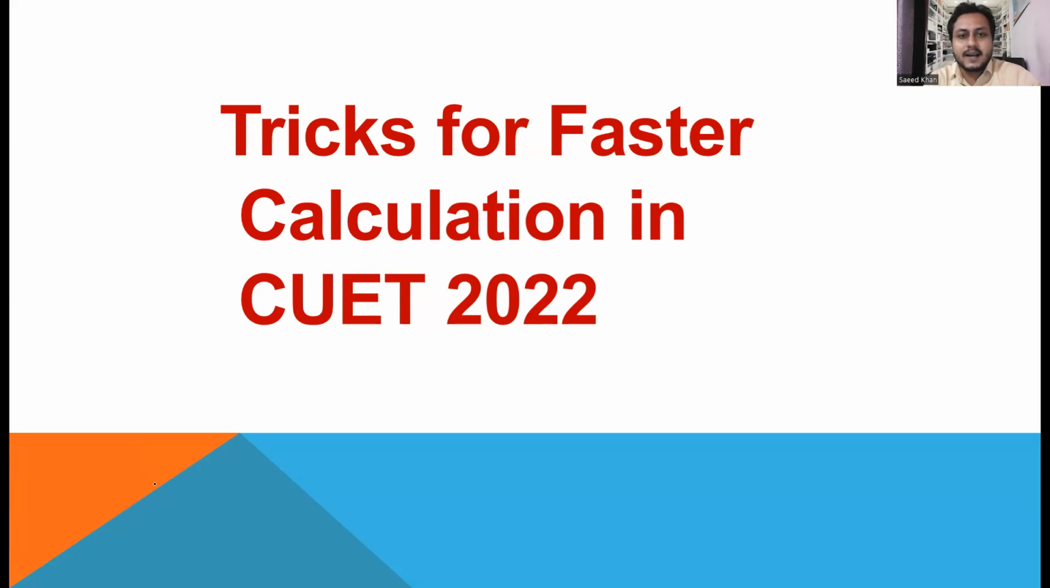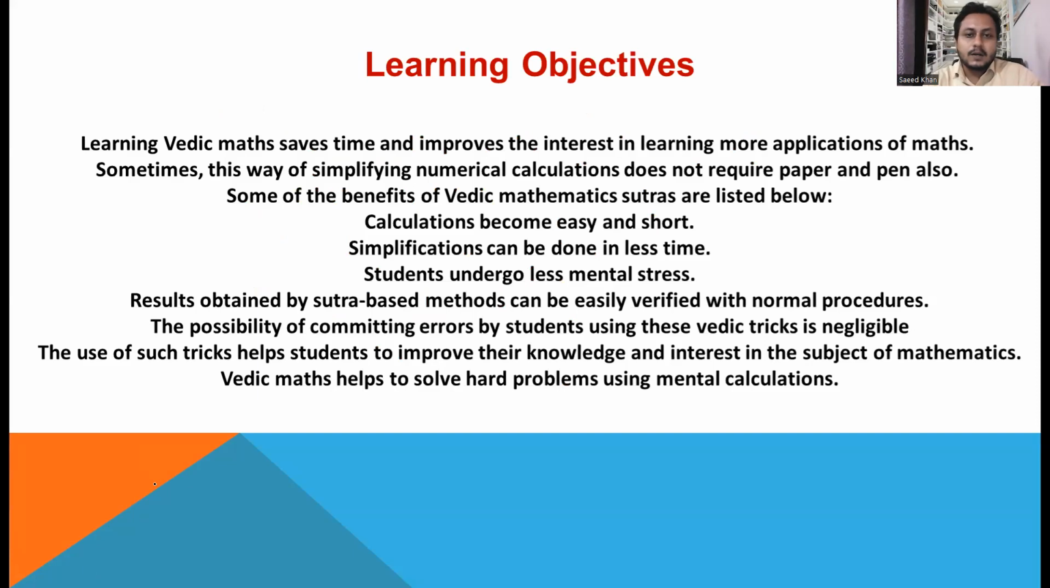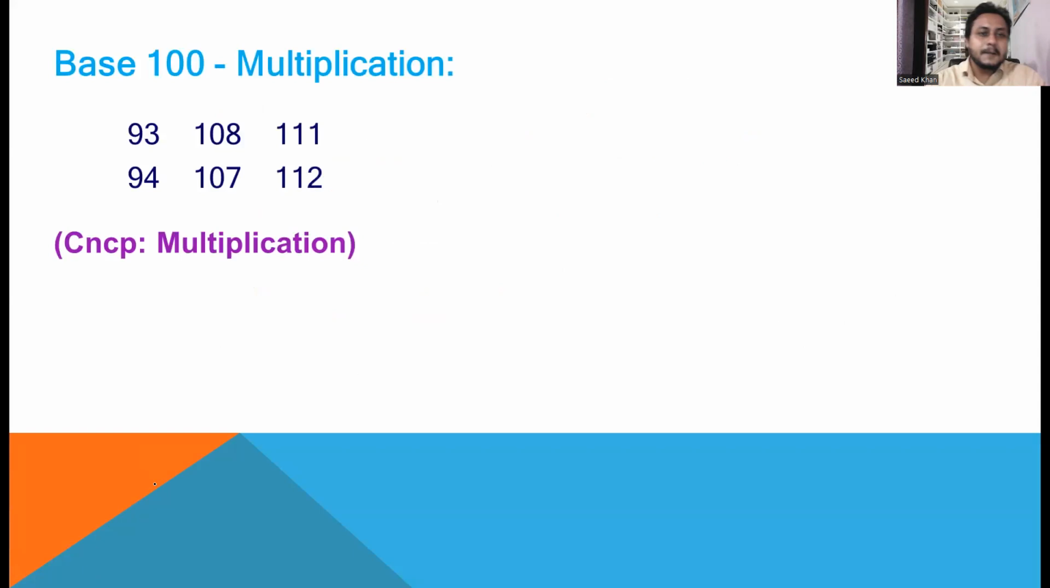So dear students, this is the fourth video of this series, that is tricks for faster calculation in CUET 2022, right? So in this video, we'll learn how to multiply two-digit numbers or three-digit numbers, right? So this will help you a lot in your calculation. So without wasting any time, let's start guys, right?